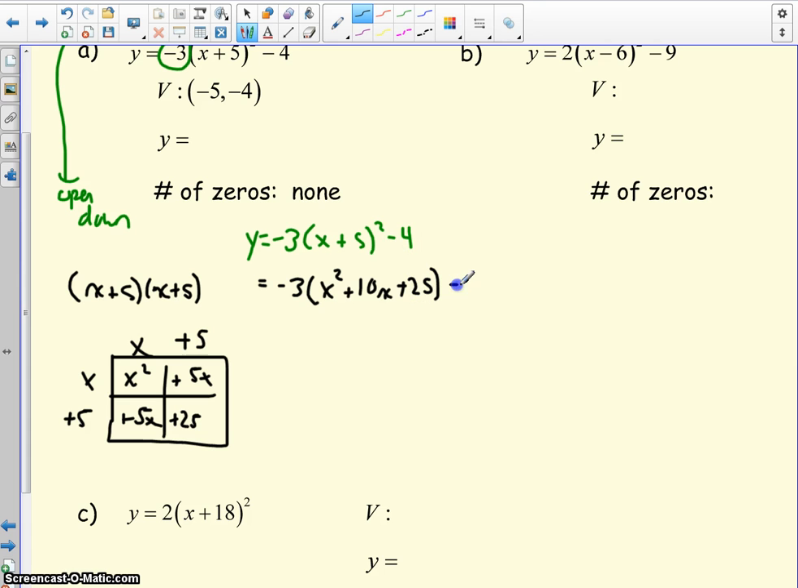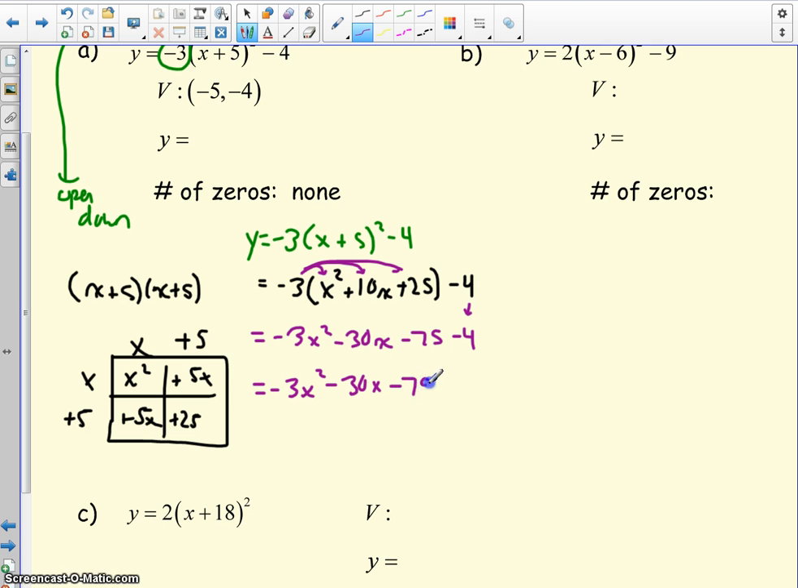Okay, and again, with this minus 4 carrying around. So we've done the hard part here. It's just a matter now of expanding through and simplifying, collecting your like terms. So the negative 3 distributes through this bracket right here, so we wind up with negative 3x squared minus 30x minus 75. And again, this minus 4 carries over. So it simplifies into the final answer negative 3x squared minus 30x minus 79. Okay, and now we're in standard form.